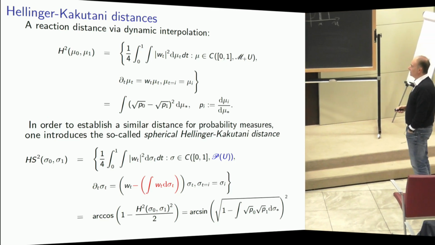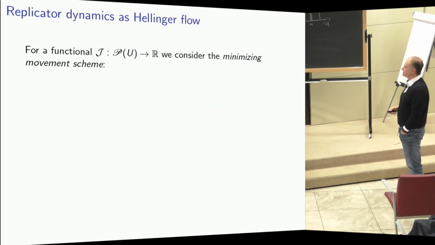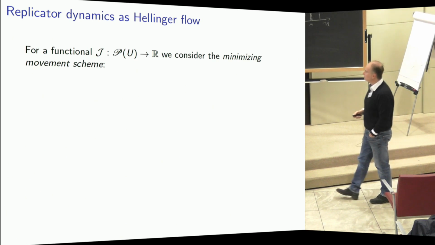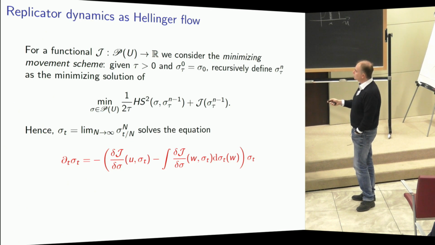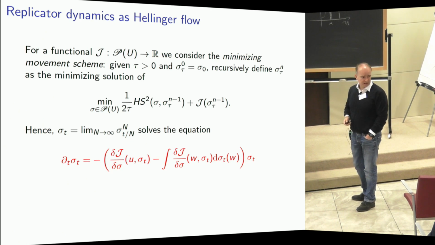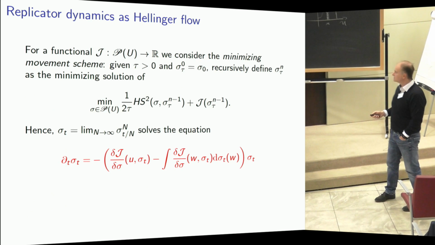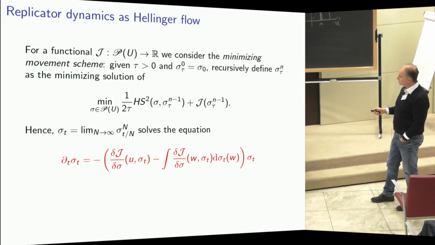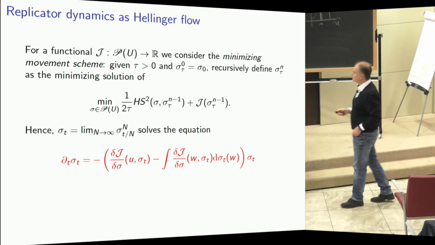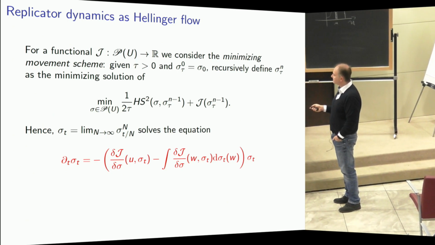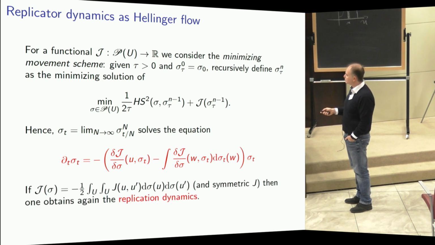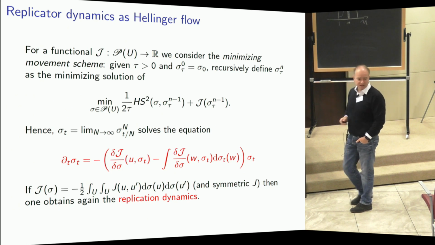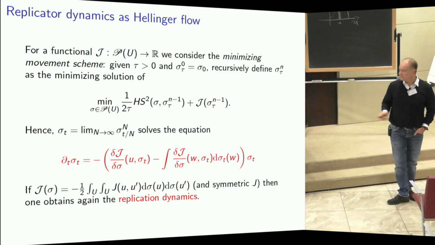With this, you can play, and if you consider a general functional and a corresponding minimizing movement scheme, where you move with respect to this spherical Hellinger distance, and you consider formally the limit of these discrete time steps, you end up precisely with an equation of this type. That is for the case where the functional is minus a functional of this type.